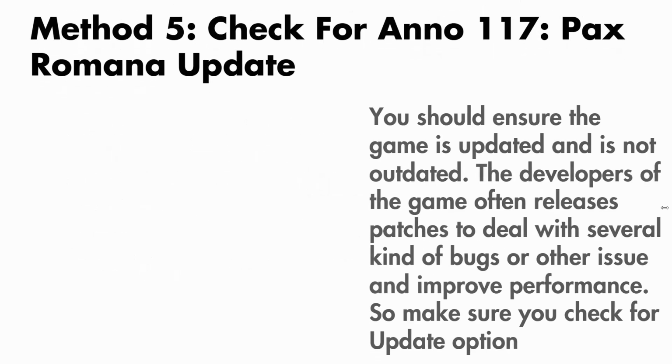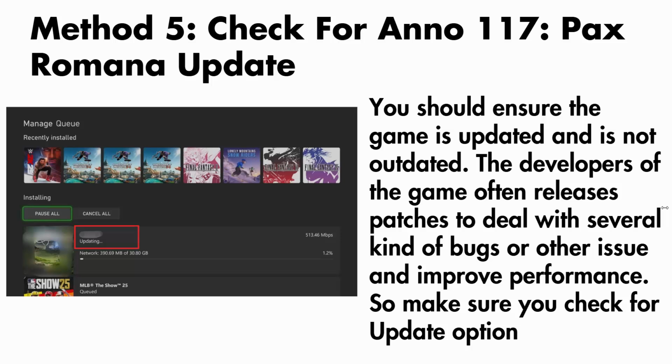Next is to check for Anno 117 Pax Romana update. So you should ensure the game is updated and is not outdated. The developers of the game often release patches to deal with several kinds of bugs or other issues and improve performance. So make sure you check if there is any update available, and after updating your game to the latest version, check if the game is launching or not.